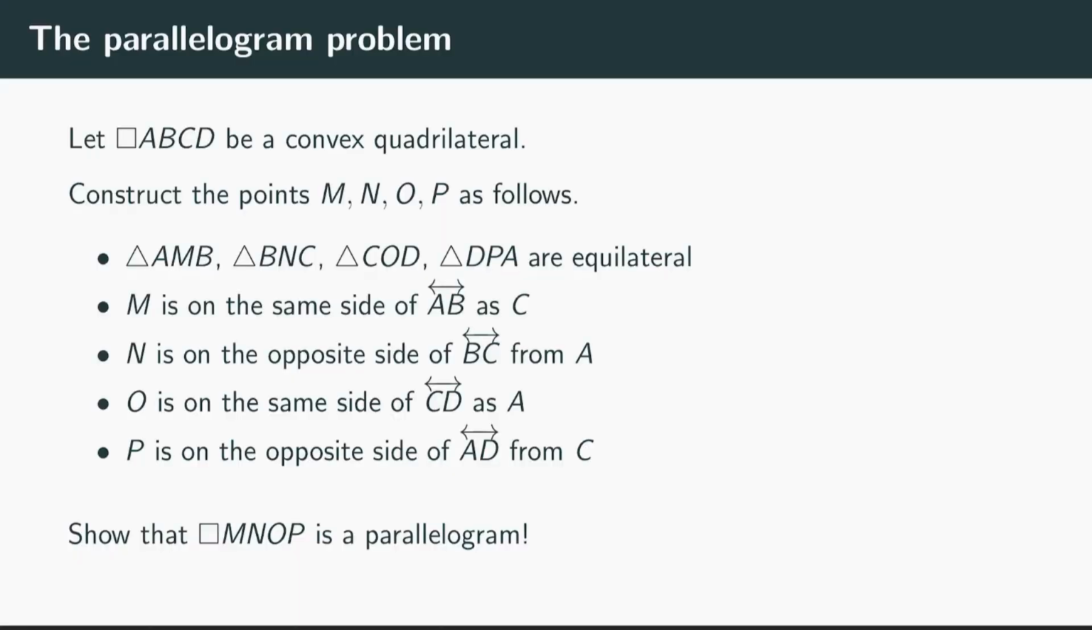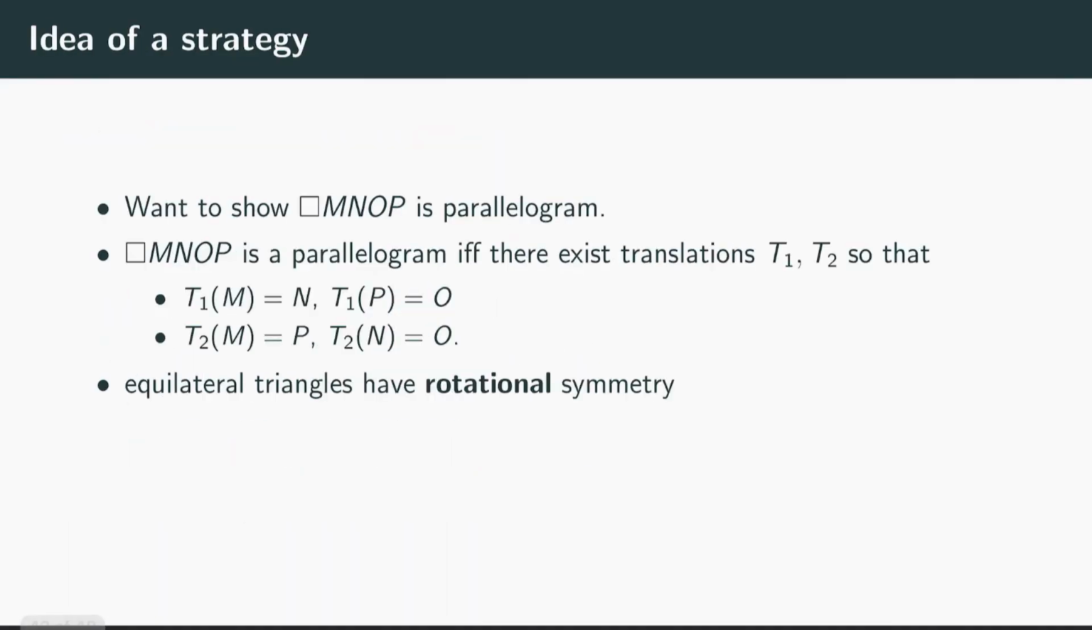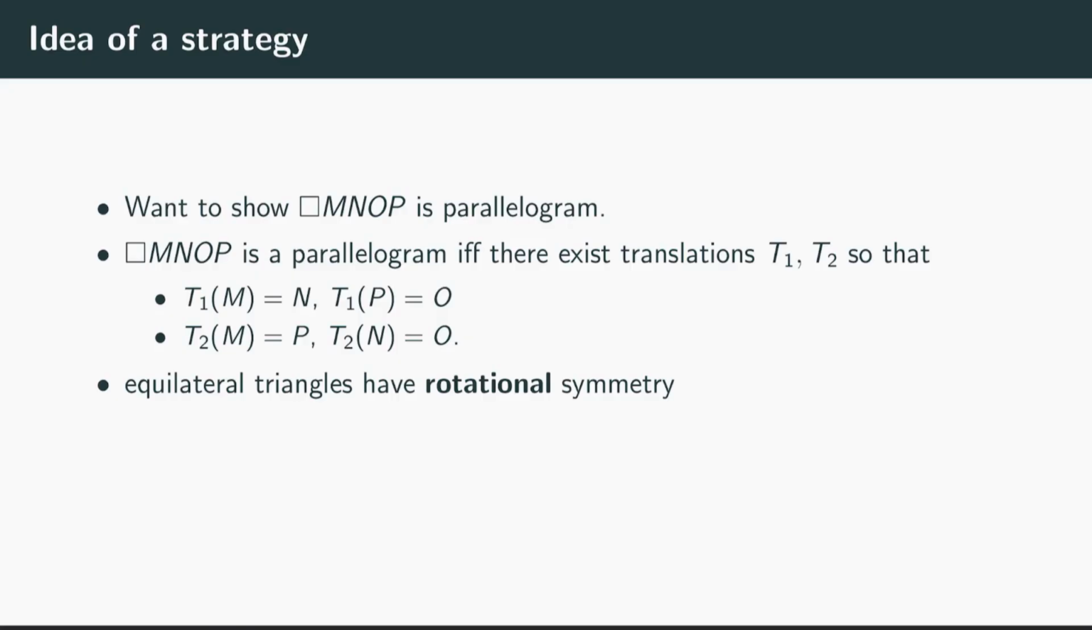So here I have ABCD, a convex quadrilateral, and I have my points M, N, O, and P as previously discussed. So now let's talk about strategy. What is a good proof strategy to solve this problem? We want to show that the quadrilateral MNOP is a parallelogram. And the key idea we want to use is that a parallelogram and a pair of translations correspond to each other. So here we want to show that M, N, O, and P form a parallelogram.